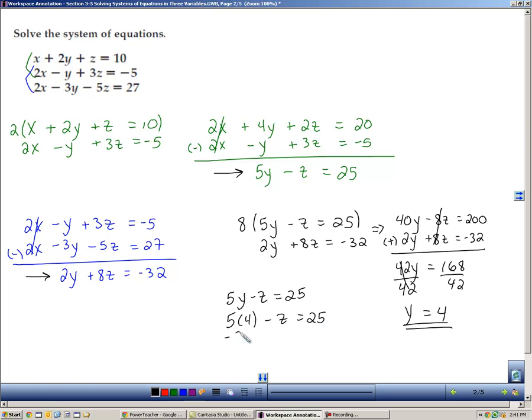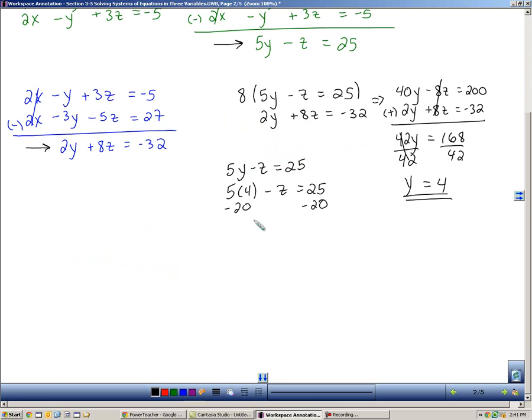This is a 20, which I can subtract from both sides. Get a little more room here. So negative z equals 5, which means positive z equals negative 5. So there's my second one. I have the y, I have the z.